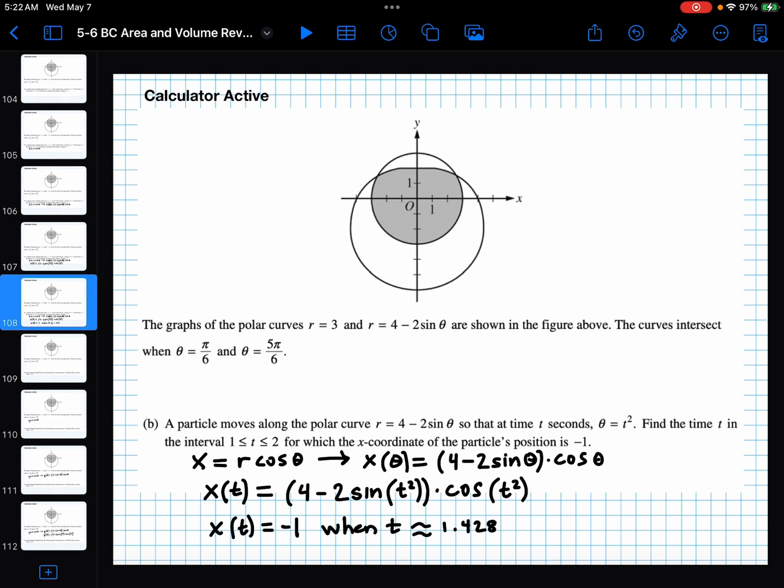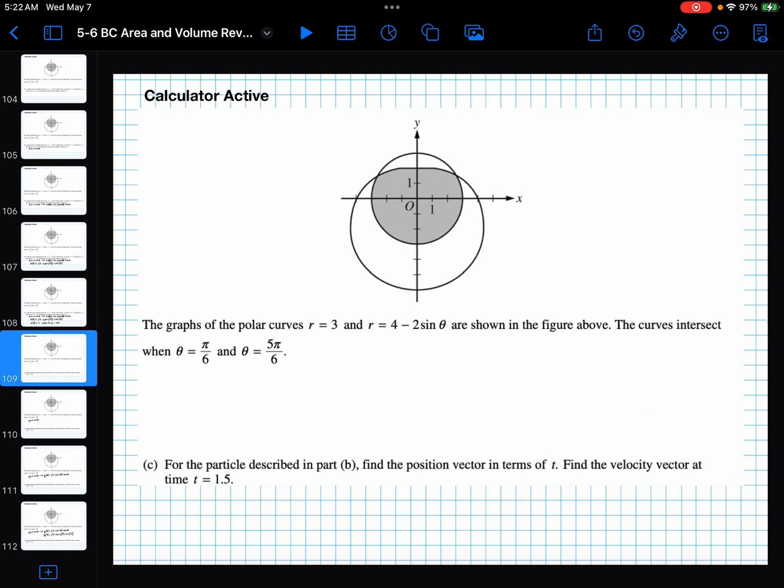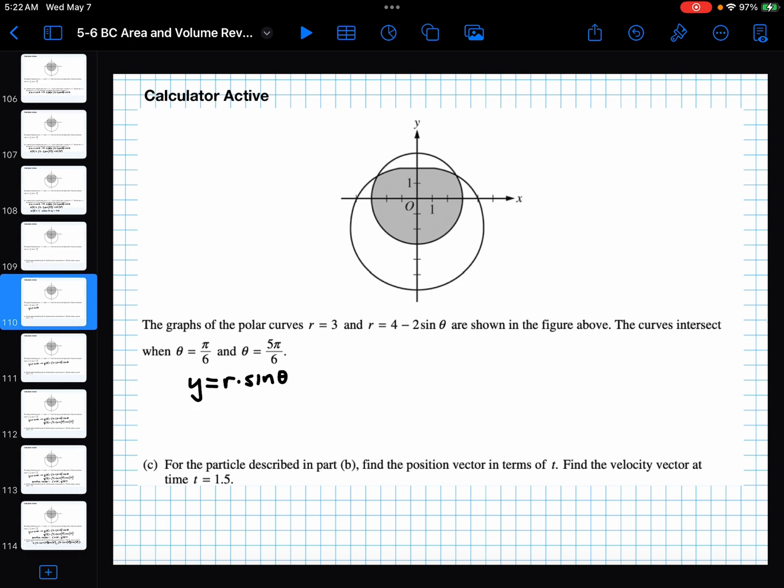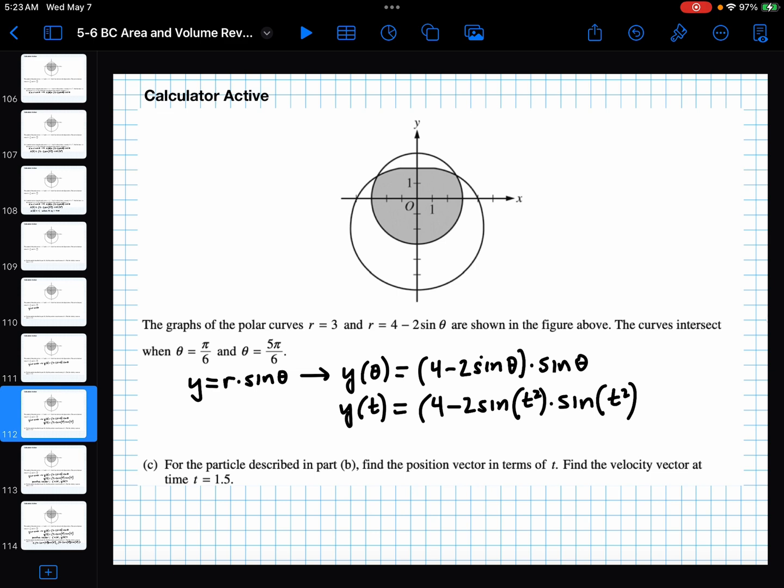All right, so now the second part of this that we're going to look at here, part C, it says find the position vector, well, in terms of t. Well, we just found the x part of that in terms of t, so I'll use that, but I need the y part now. So I go to the conversion formula for y equals r sine of theta. I replace r once again with the function they gave me. Same thing I just did before. Replace all my thetas with t squareds, right?